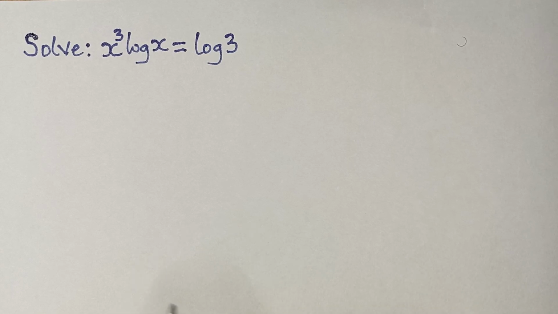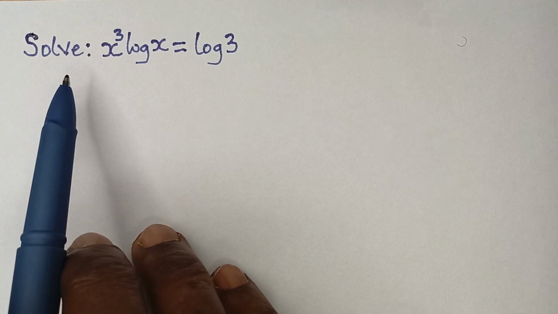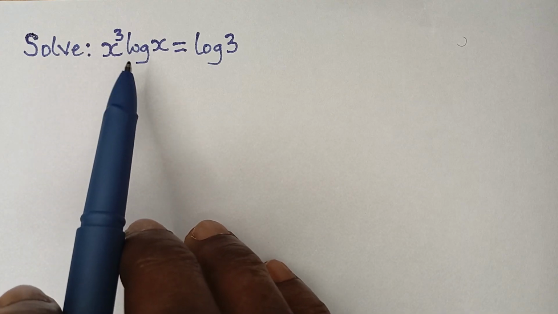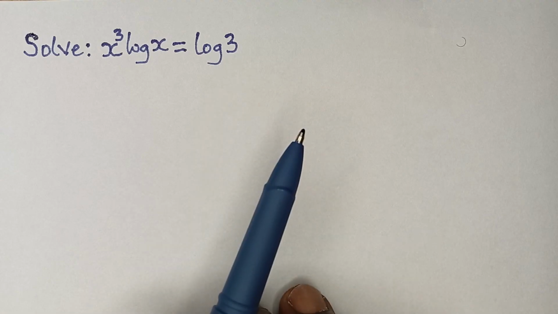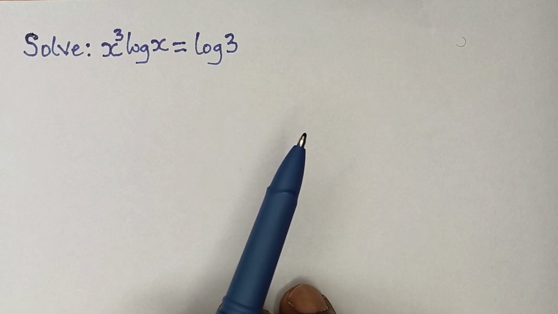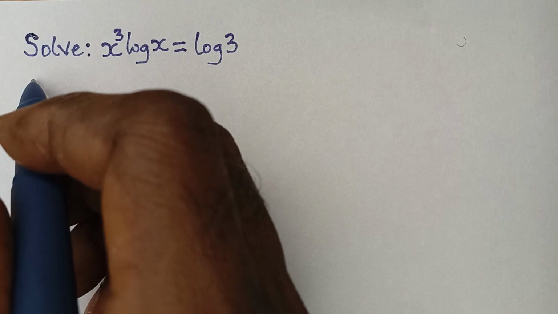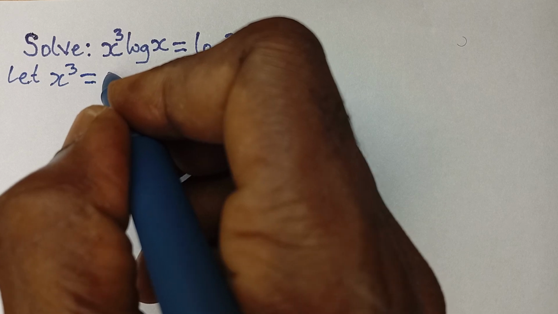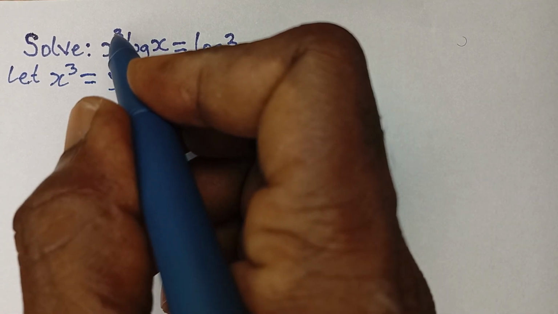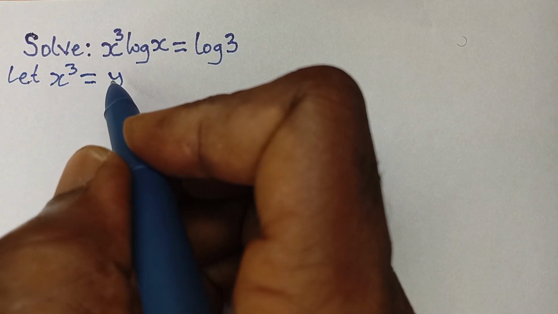The question says that we should solve x raised to power 3 log x is equal to log 3. Now, for us to solve this, the first thing we are going to do is say, let x raised to power 3 is equal to y. There's the x raised to power 3 here. We'll say let it be equal to y.